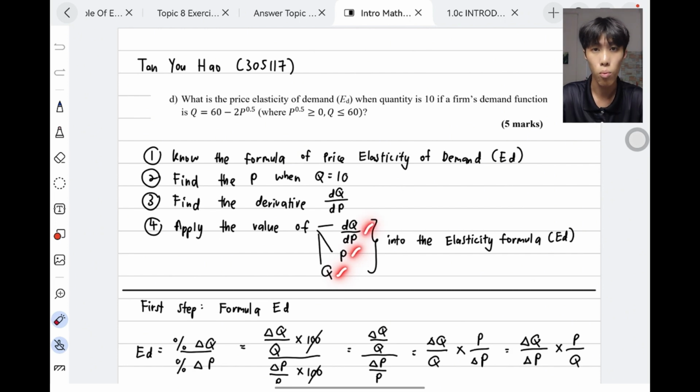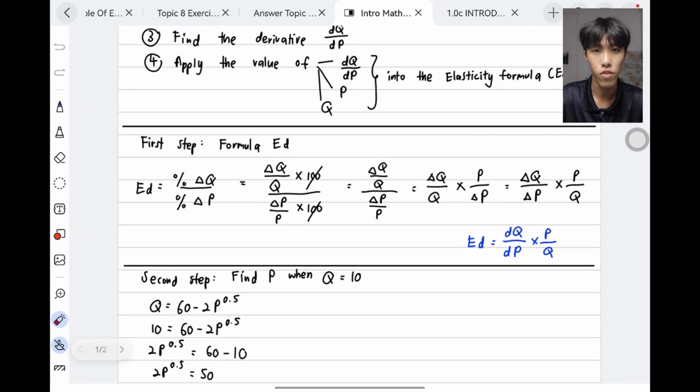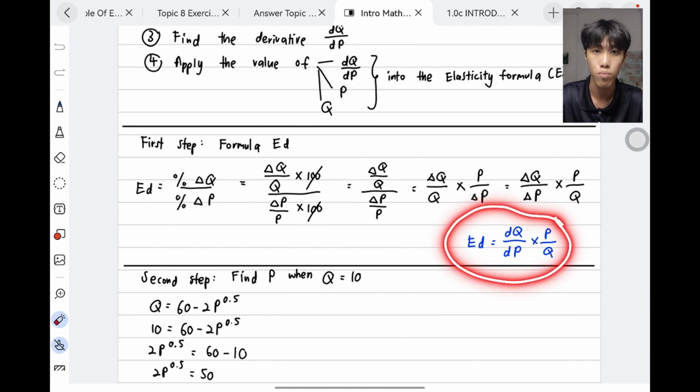Now let's explain the formula for price elasticity of demand. The formula is the percentage change in quantity demanded divided by the percentage change in price. Now we can rewrite the percentage change as a fraction. The percentage change in quantity becomes the change in quantity divided by quantity, and the percentage change in price becomes the change in price divided by price. When we divide this, we flip the second fraction and multiply. So the formula becomes change in quantity over change in price multiplied by price over quantity. For accuracy, we replace the change with derivatives. Then the formula becomes the derivative of quantity with respect to price multiplied by the price over quantity.